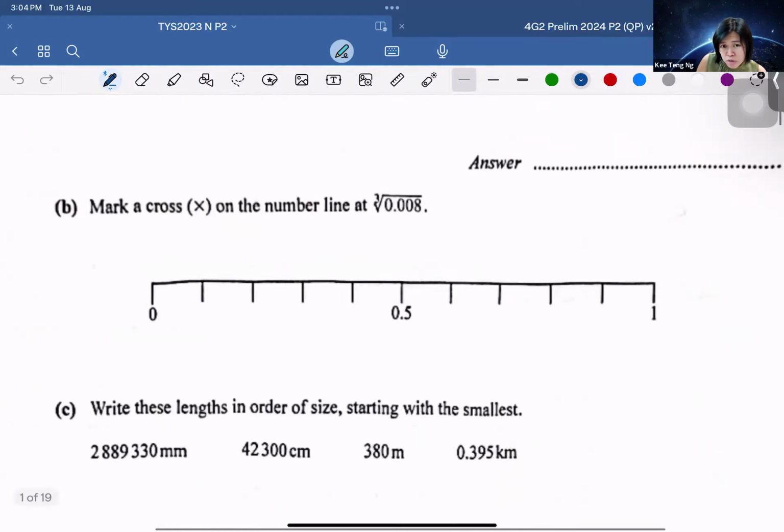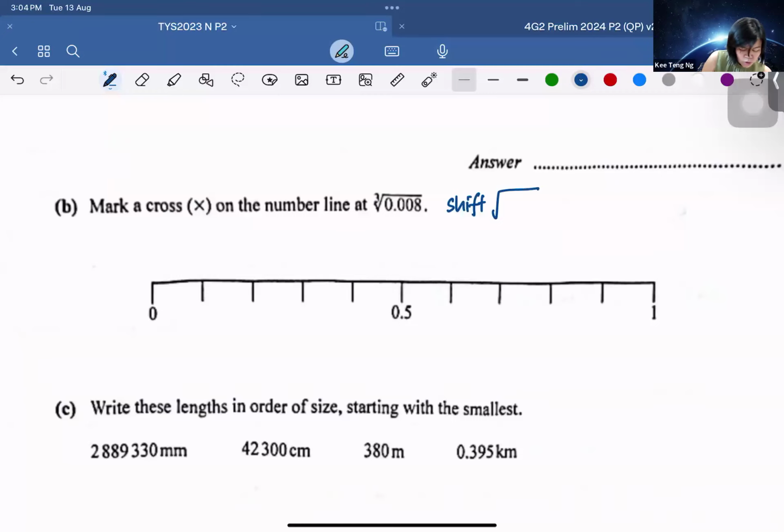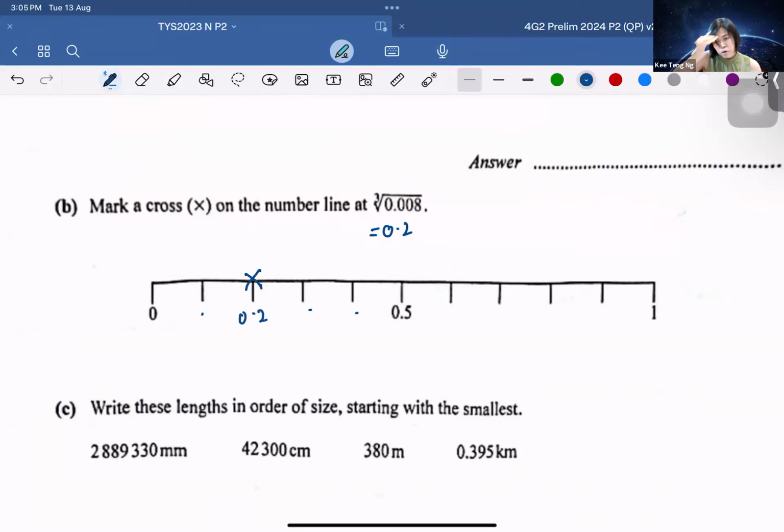Part B, mark a cross on the number line at the cube root of 0.008. So shift cube. This one you have to press your calculator. It's not square root, it's cube root. So you press shift cube root, 0.008. Answer is 0.2. 1 over 5 is 0.2. So we mark a cross at 0.1, 0.2, 0.3, 0.4, 0.5. So 0.2 is here. Okay, mark a cross.